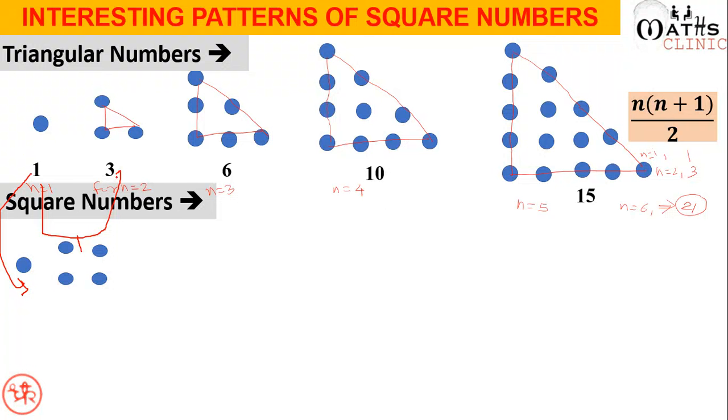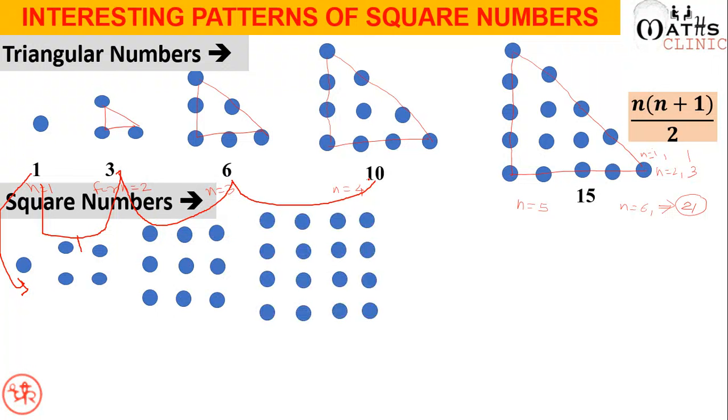Then 3 plus 6. So what is the next square number? 9. Okay. Let us see how many dots are there. 1, 2, 3, 4, 5, 6, 7, 8, 9. Then 6 plus 10 is 16. So in this square there are 16 dots, so it is 16. Now 10 plus 15 is what? Okay. So what would be next? Next, 10 plus 15 is 25. Okay. 5 lines of 5 dots. Is that clear?